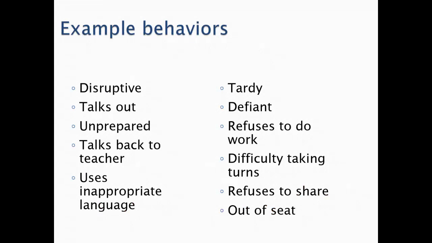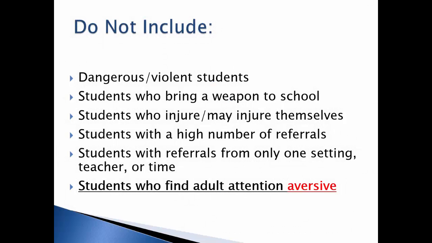So example behaviors for students who'd be good candidates might be disruptive, defiant, tardy, unprepared, refuses to work, refuses to share, out of seat, uses inappropriate language. And you can see none of these are dangerous behaviors, because if they were dangerous behaviors, we'd probably want to have a more intensive intervention in place. So don't include students in check-in, check-out who are dangerous, or at least not without a more intensive plan.